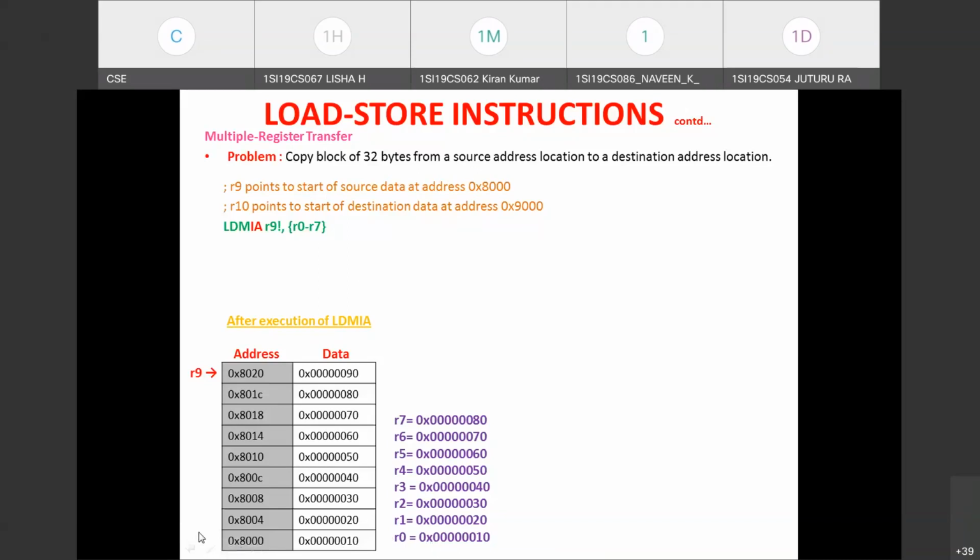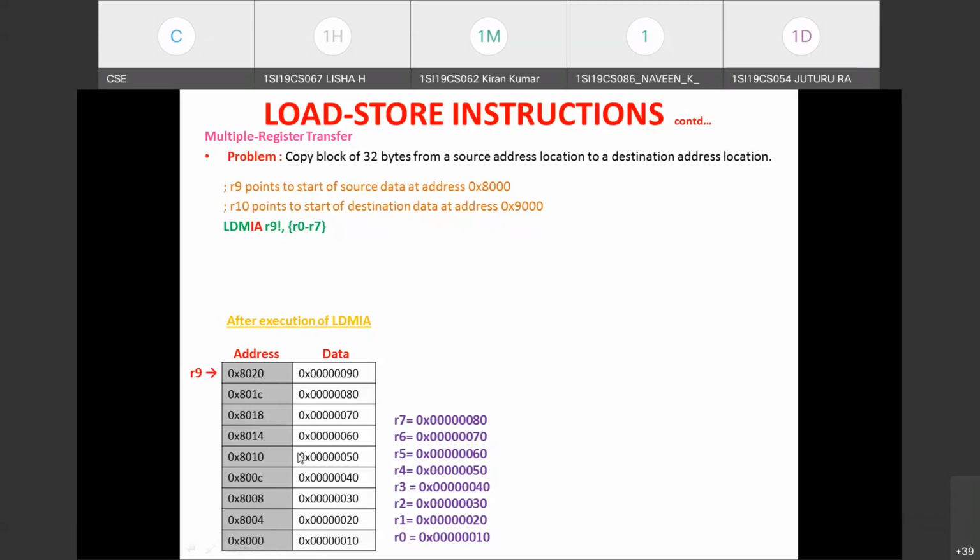Then the address gets incremented, as this is the increment after addressing mode. Then from 8004, data is fetched and written to R1 register. Next increment 8008, the data fetched is transferred to R2, and so on. After fetching the first 8 locations' data, the pointer will be updated. Since it is increment after, it will be pointing to the next location. If you see R9 content after execution, it will be 8020. If the starting address held in R9 is 8000, the ending address will be 8020.